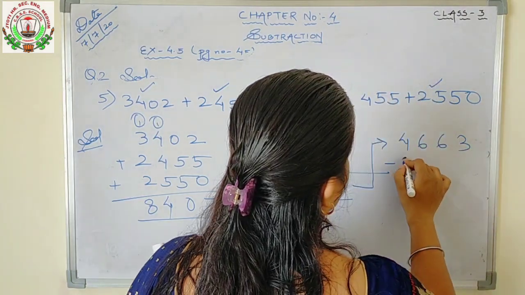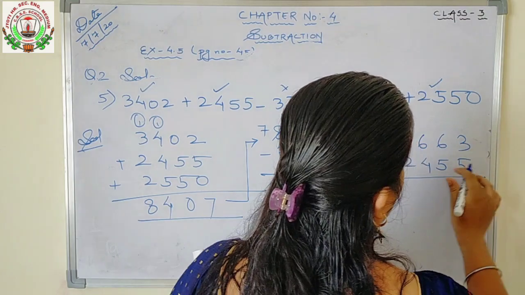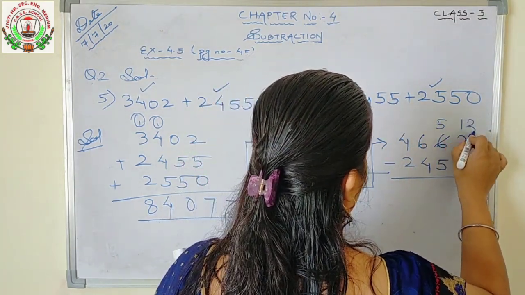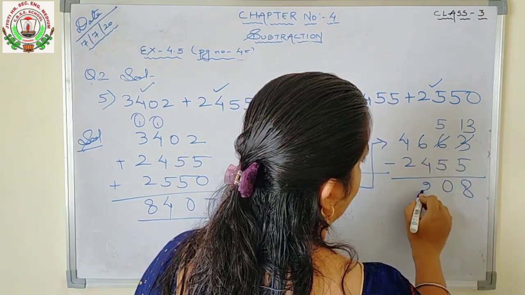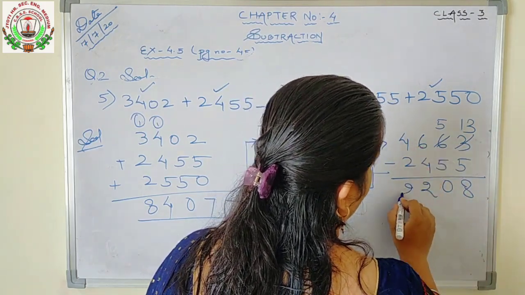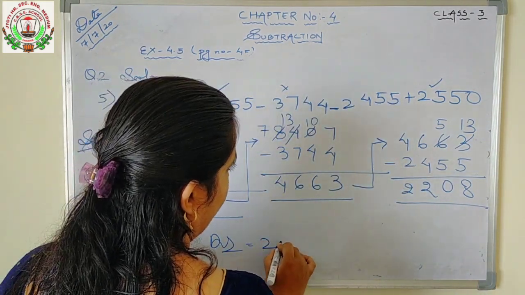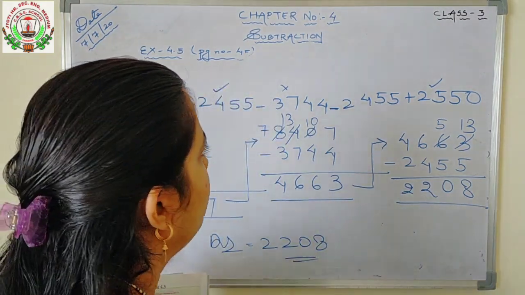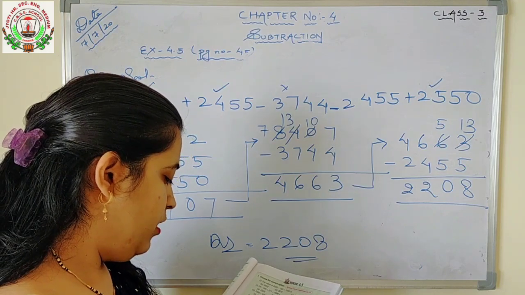4663 minus 2455. 3 minus 5 is not possible, so we will take carry from here. 13 minus 5 is 8. 5 minus 5 is 0. 6 minus 4 is 2. 4 minus 2 is 2. So what is our answer? Our answer is 2208. Okay. Now next question is question number 6.